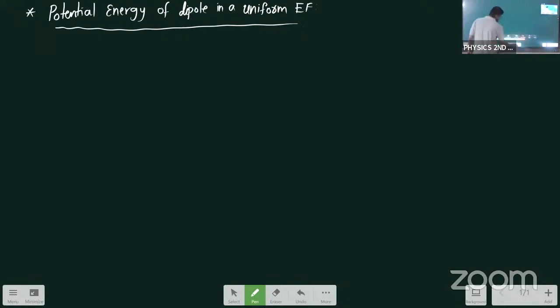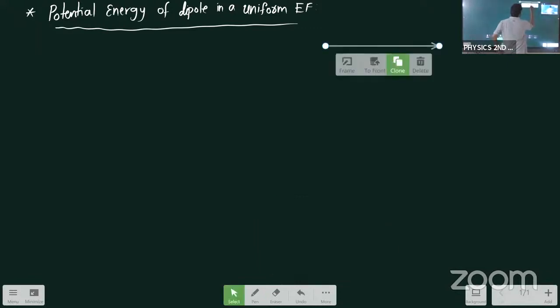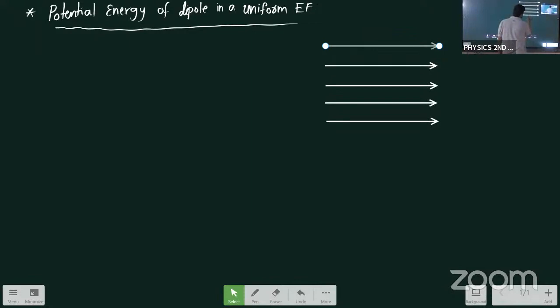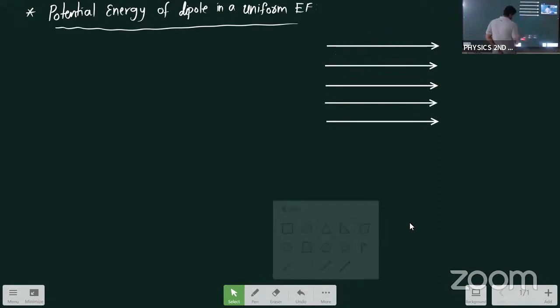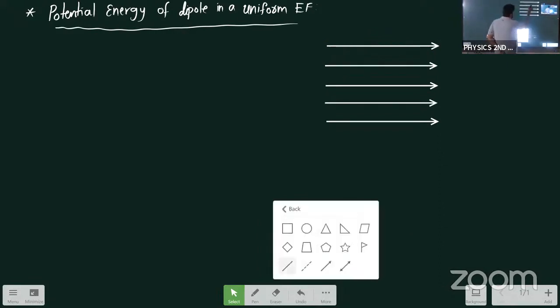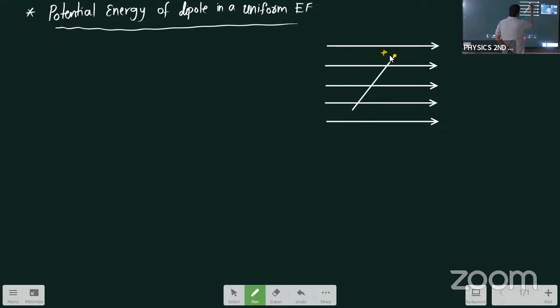So let me consider a uniform electric field. I said that uniform electric field lines will be parallel to each other. So let me draw this uniform electric field. In this uniform electric field, we have placed an electric dipole. Here I have considered the positive charge and here the negative charge.